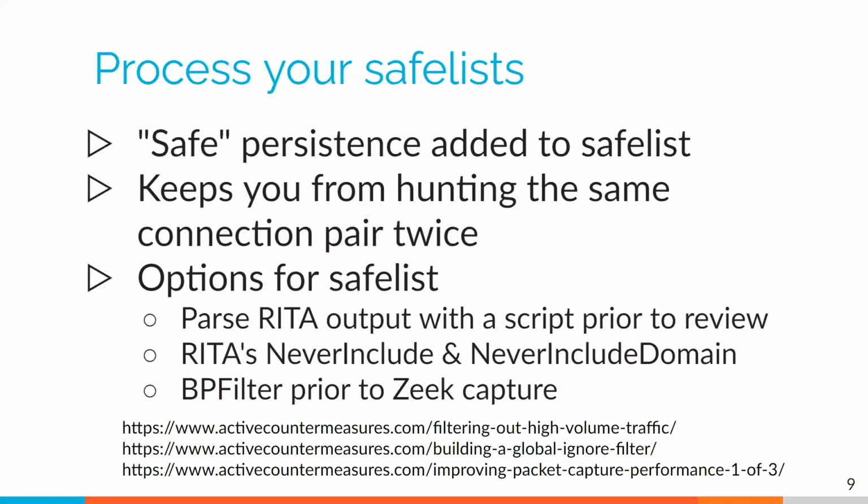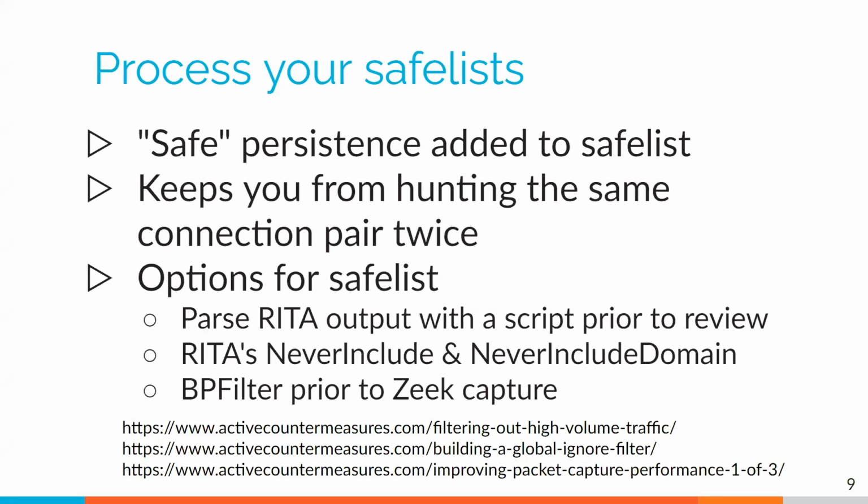Now, normally what we would do is once we have our capture, we'd go through and process our safe list. Our safe list is just simply IPs or domains that we've identified in the past as being business safe. I'll give you a great example. Windows.com, right? Microsoft.com.